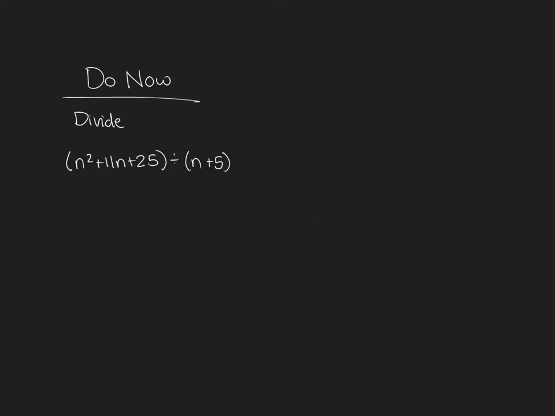So with this one, we need to divide. We have n squared plus 11n plus 25 divided by n plus 5. So I will show you both methods. First, I will set up long division. Okay, and we divide our first term.